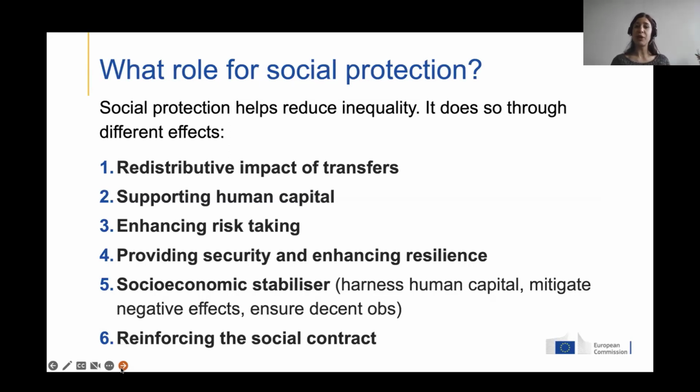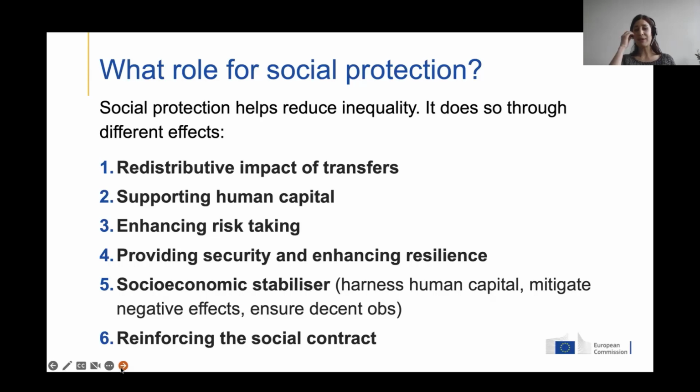But social protection helps then reduce inequality through different effects. The first is the direct effect of redistribution of transfers. The second is that it also contributes to equality of opportunities, because income security and increased access to quality social services allow for higher investment in human capital. Social protection gives households this extra income that they can use in education, in health, in nutrition, or even in increased access to basic services, to active labor market policies, etc.